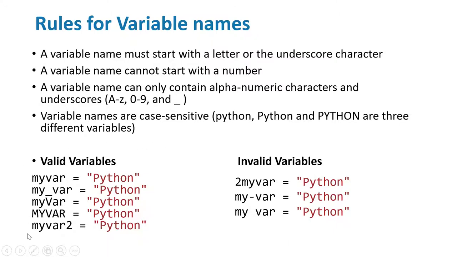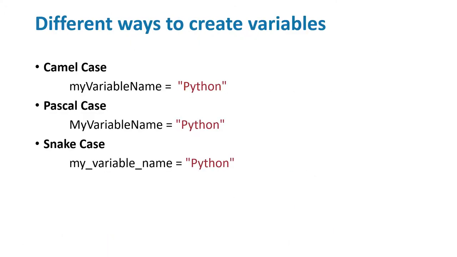I have listed down a few valid and invalid variables here. These are a few combinations of valid variables, and these are a few combinations of invalid variables. So this is what the rules for creating variable names are. Since this is pretty straightforward, I'm not going to spend much time on it. So let's jump on to the next section.